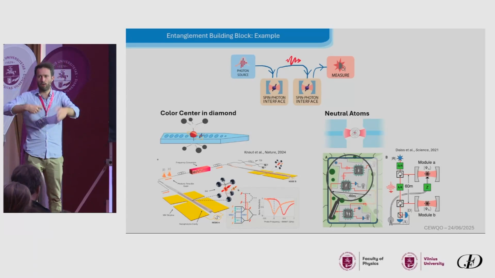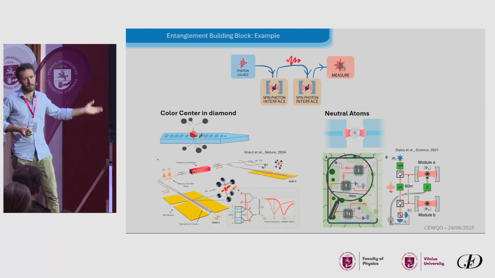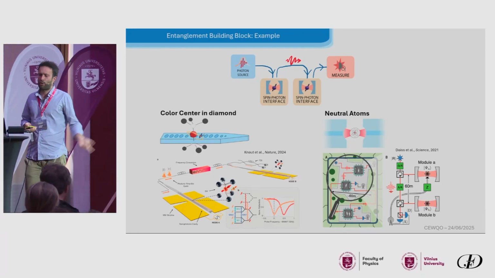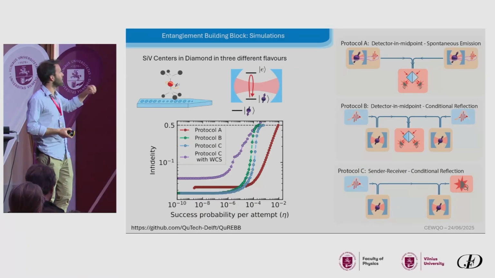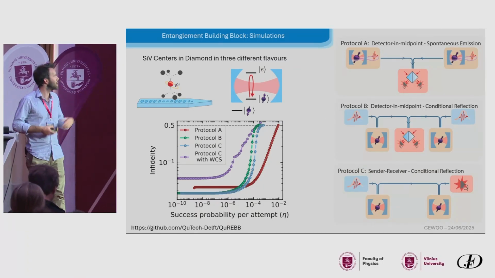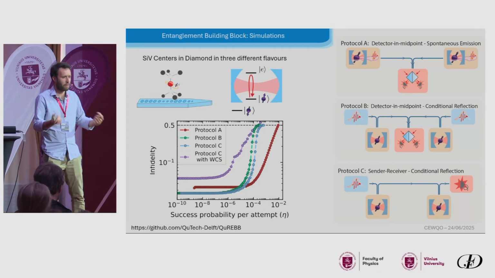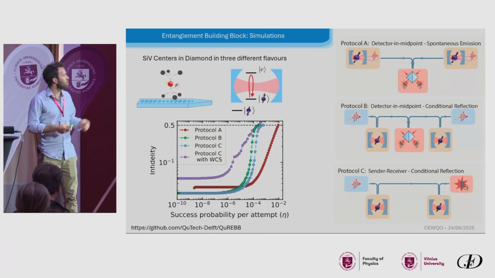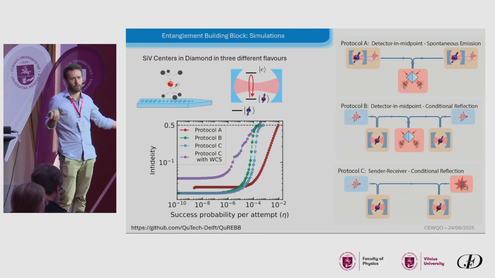Then, of course, you can go deeper and figure out the details of these protocols. This is what we've done in the paper, so if you're interested, you can look it up. But you can also look at it the other way around. Say that you're an experimentalist. You already have your own favorite platform. In our case, back then, it was the silicon vacancy center, for which we could get a very good quantum optical modeling with some experimental parameters. And what you can do is combine these building blocks into different protocols and compare them.